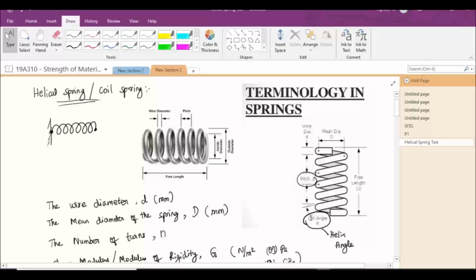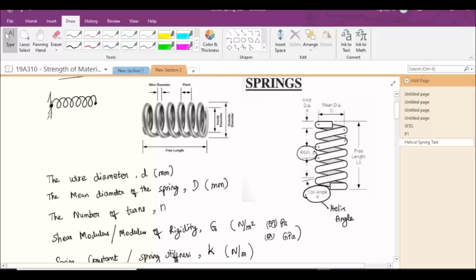The coil angle, also called the helix angle, which is represented by alpha, is nothing but the angle of the coil. So this is also another important parameter. If you purchase a spring, we look into the number of turns, the pitch distance, the mean diameter, the wire diameter, and the helix angle.